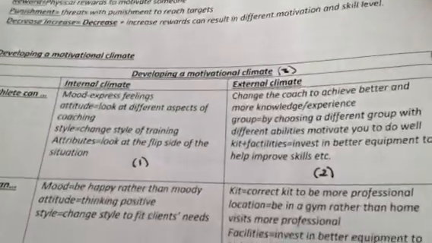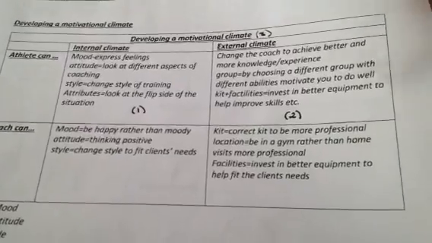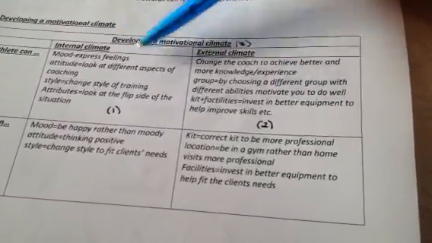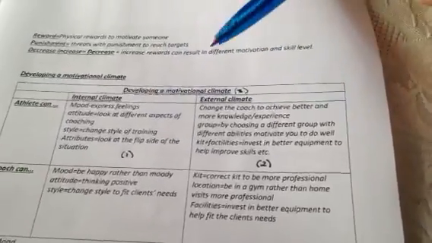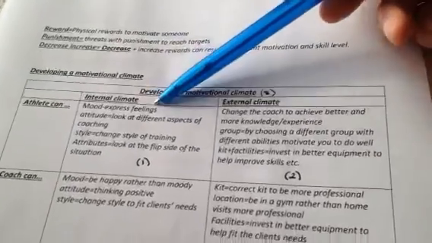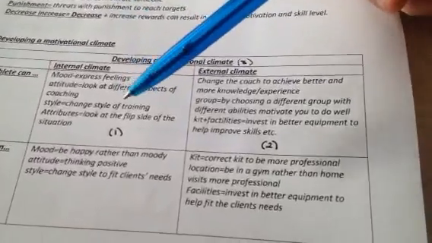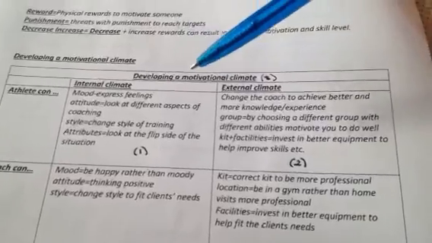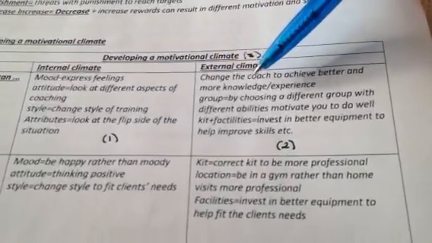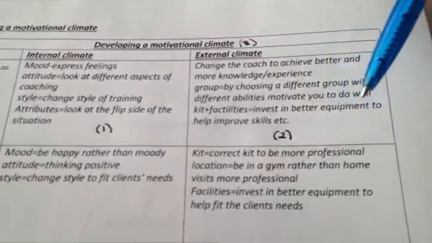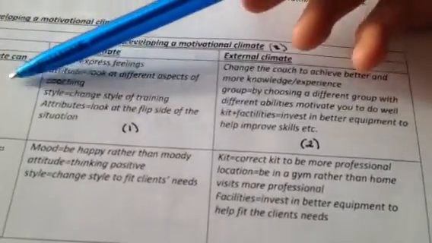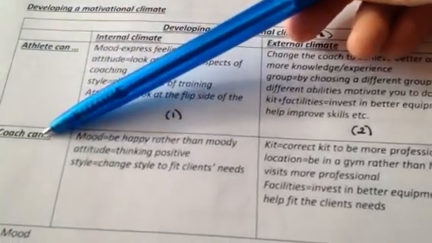So basically this is what it's saying with this graph you can see here for you. They're saying that your motivation is split up between internal and external climate. So your internal climate could be your mood, your attitude, style, and attributes to your training, whereas external could be your coach, your group, location, facilities, kit, team, and experiences. So this can happen for both athlete and for coach.